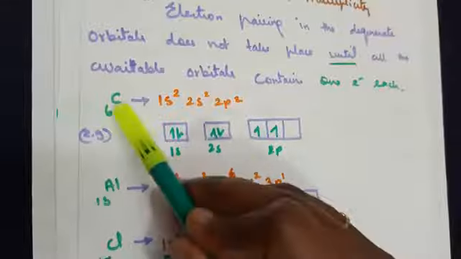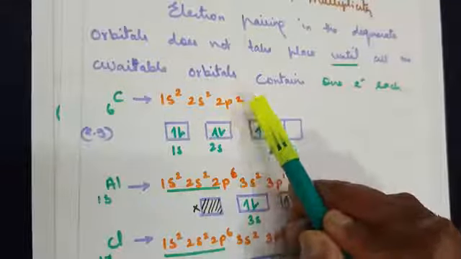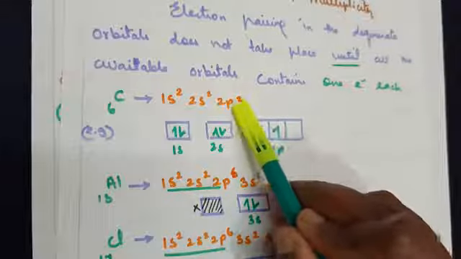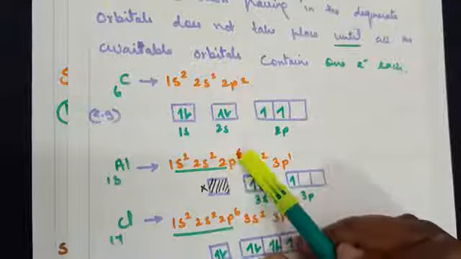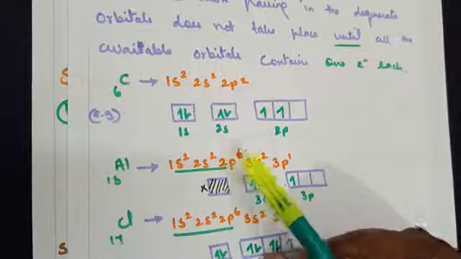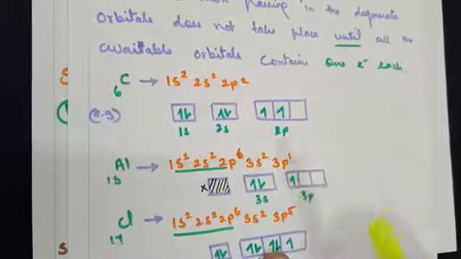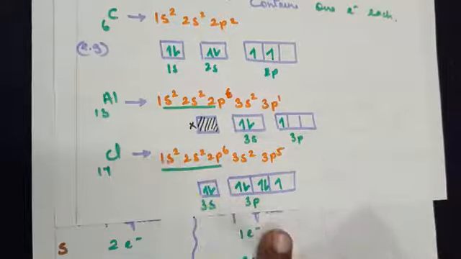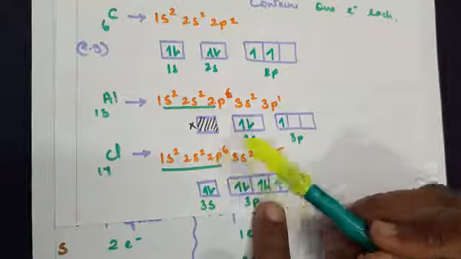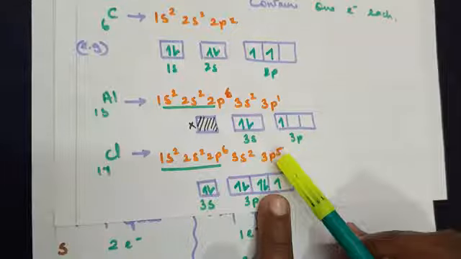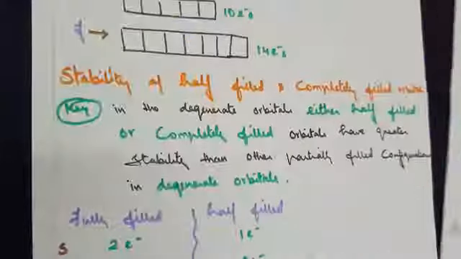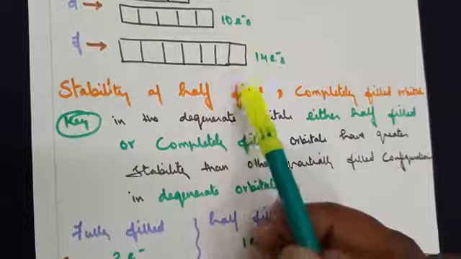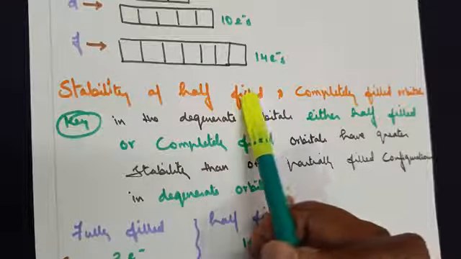If you look at it in terms of carbon, 2p2, it is neither the maximum number of electrons, which is 6, but here you have only 2 electrons. In case of aluminium, 2p6 is completely filled, but in 3p, only 1 electron is available. In case of chlorine, 2p6 is completely filled, but when you move into the third energy level, the p orbital has only 5 electrons.